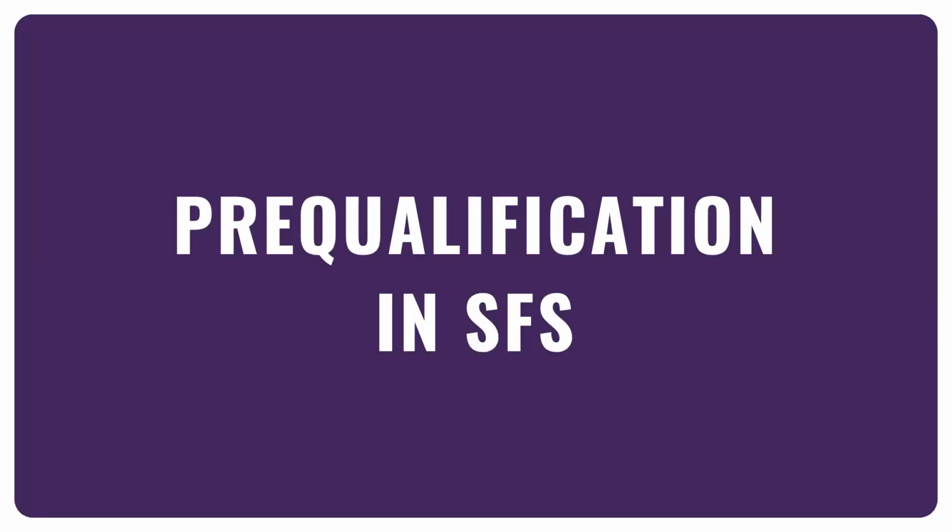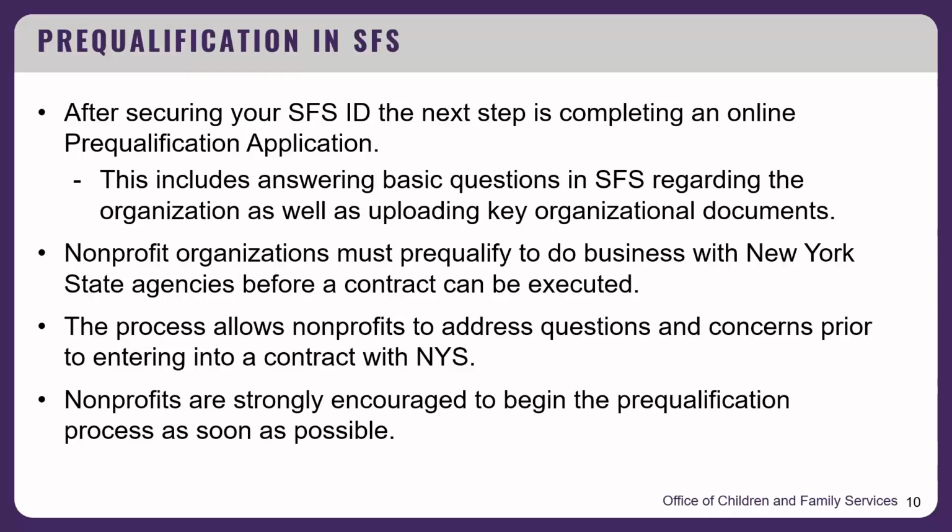The next pre-contracting step is to complete the pre-qualification application in SFS. After securing your SFS ID, the next step is completing an online pre-qualification application. This includes answering basic questions in SFS regarding the organization, as well as uploading key organizational documents. Nonprofit organizations must pre-qualify to do business with New York State agencies before a contract can be executed. The process allows nonprofits to address questions and concerns prior to entering into a contract with New York State. Nonprofits are strongly encouraged to begin the pre-qualification process as soon as possible.